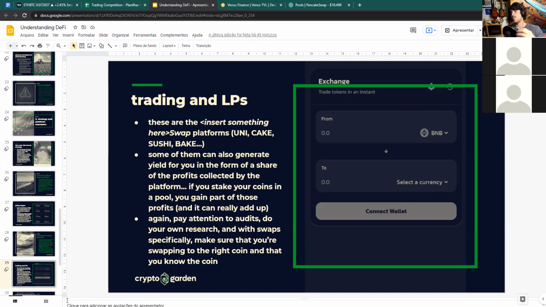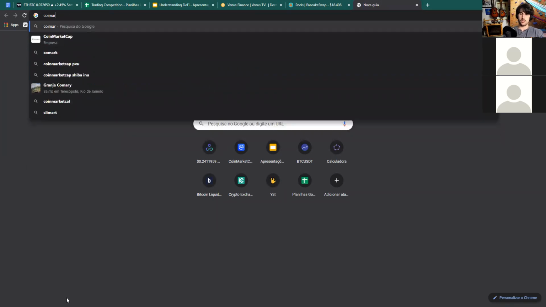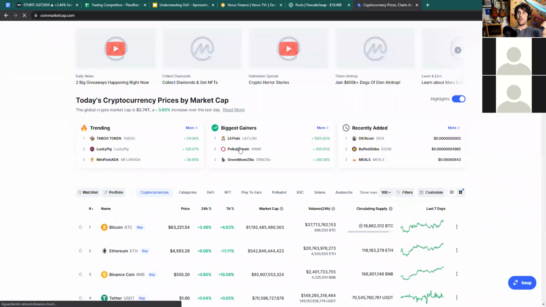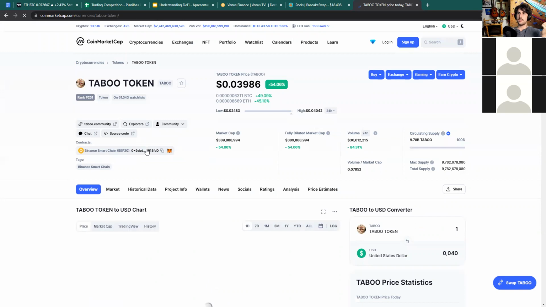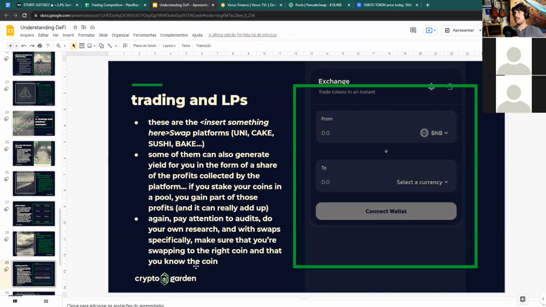And with swaps specifically, when you're swapping a coin for another, make sure that first you're swapping for the right coin. So when you go to CoinMarketCap of that coin, let me just grab the CoinMarketCap right here. Let's say I want to trade this Tabo token, right? You must make sure that you're using this contract address right here when you're trading, because sometimes you can see scam coins that have malicious contracts that either don't let you sell, or even in some coins, especially if it's a coin that you don't know that has been airdropped to your wallet, it can have malicious code that just wipes your wallet clean. So that's also something to be careful with.